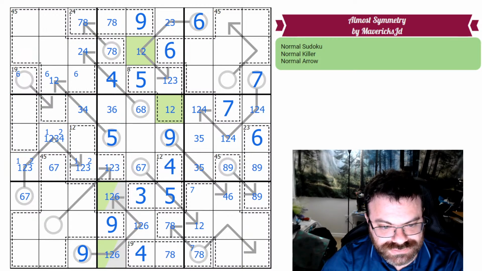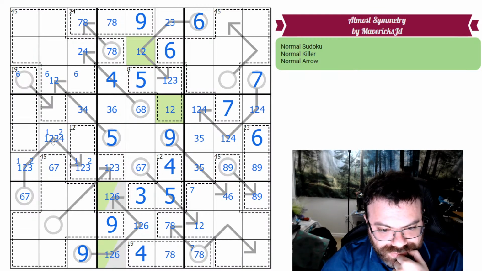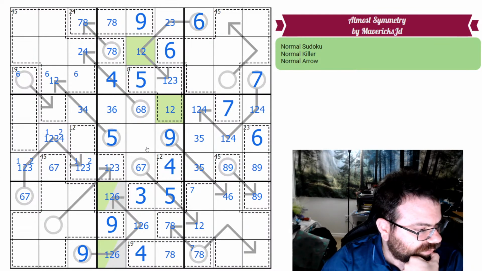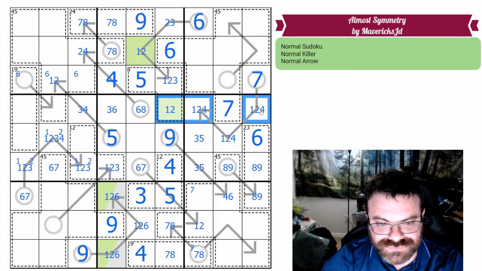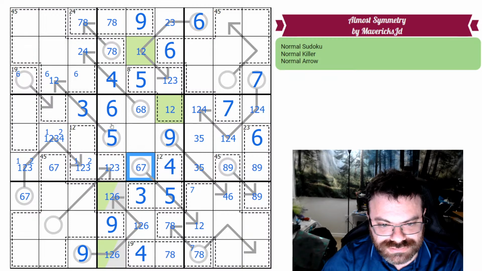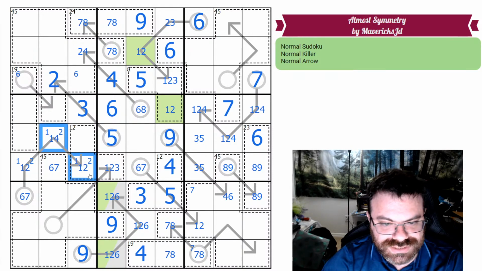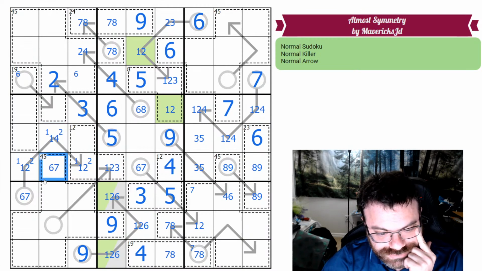So maybe I'll just go from here and see what happens. The 1, 2, 4 triple here makes this a 3, 6. This 3 makes this a 2. This can't be 2 or 3. These can't be 3, and that breaks again. That makes this a 7.